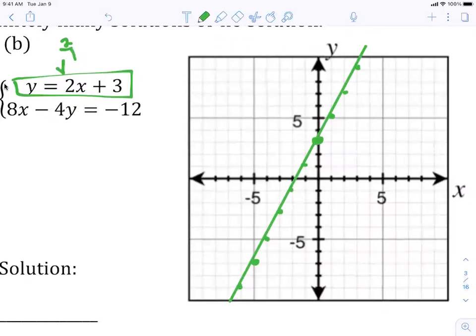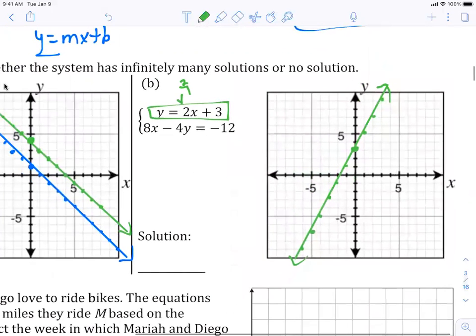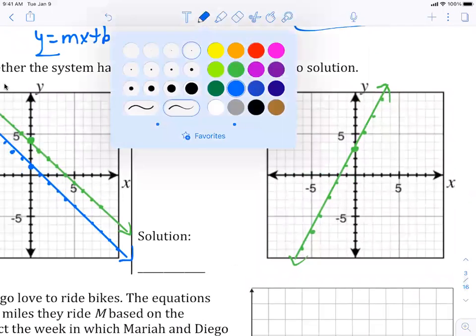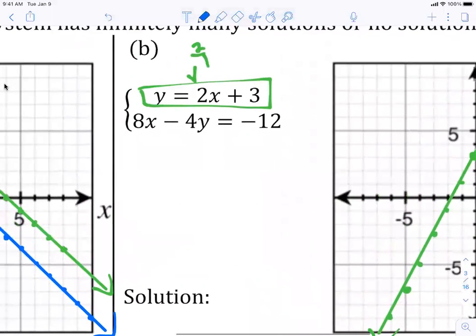That was not my best line. I got most of the points though. Now we do have an issue on the second line, because on the second line, y is not alone, which means my slope is not 8.